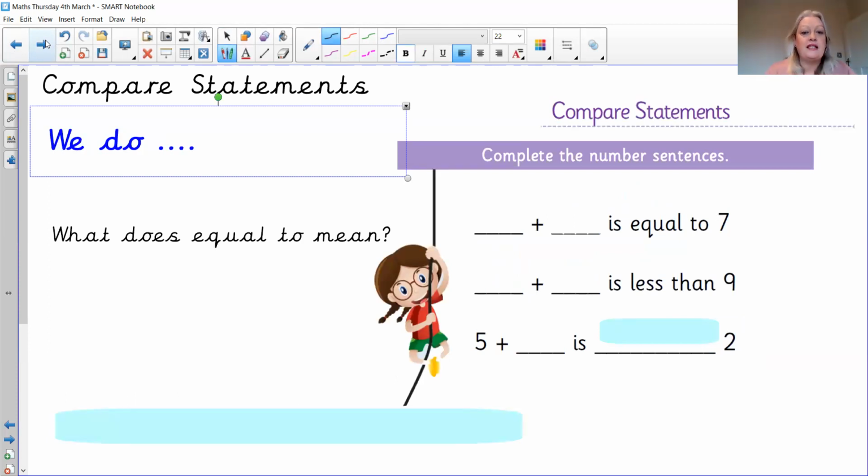Okay, we can do this. So this is another one. It says here, something add something is equal to 7. What does equal mean? Pause while you tell somebody, what does equal to mean?